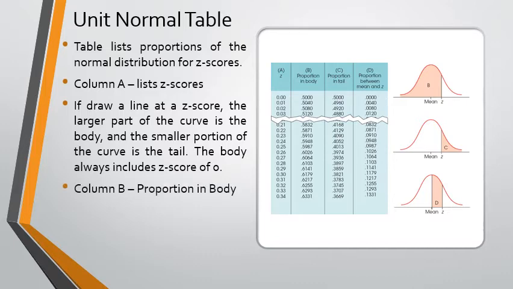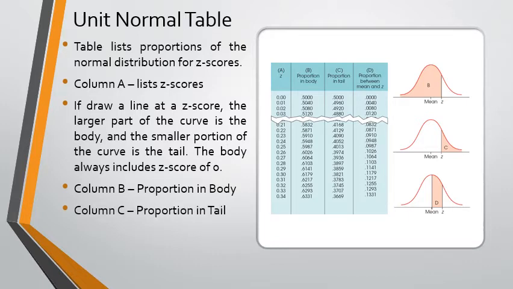So let's look at column B. This tells you the proportion in the body. So if you look at the picture on the top right there, you'll see a distribution where they drew a line where a z-score is located. They shaded in the part on the left. And that's a body because it includes the mean, or it includes the z-score of 0 in it. So that's a body. It's the bigger part of the distribution, okay? So if I wanted to know the distribution in the body for that particular z-score, I would look up the z-score on the left side and I'd read across to column B to find the proportion in the body, okay?